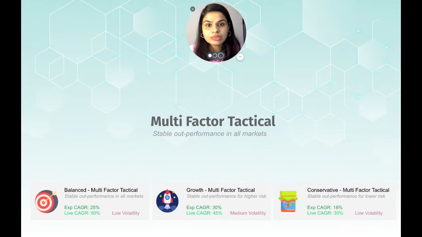Now I'll talk first about our first category of portfolios, which are our core portfolios, and we call them multi-factor tactical portfolios. So the first portfolio that we started with here is the balanced multi-factor portfolio. This is for a medium risk investor. Then you have the growth, which is for a high risk investor, and conservative, which is for a low risk investor. And the idea here is that we will give you a stable outperformance in all market conditions, and this will be done using a quantitative technique that I'll talk to you about next.